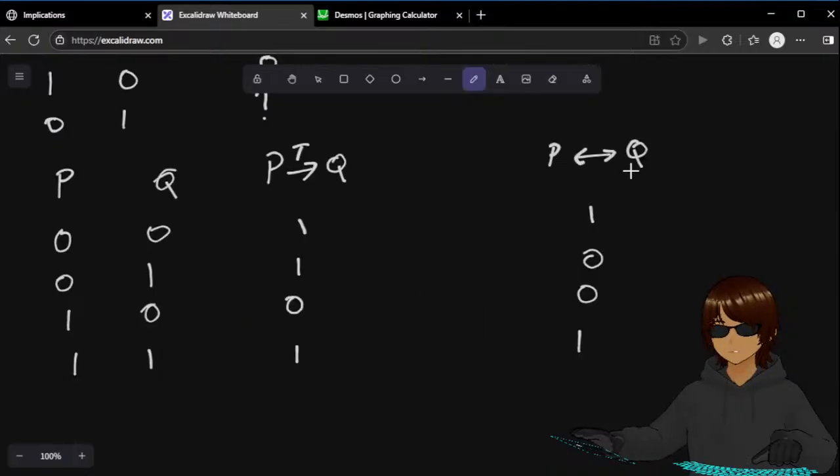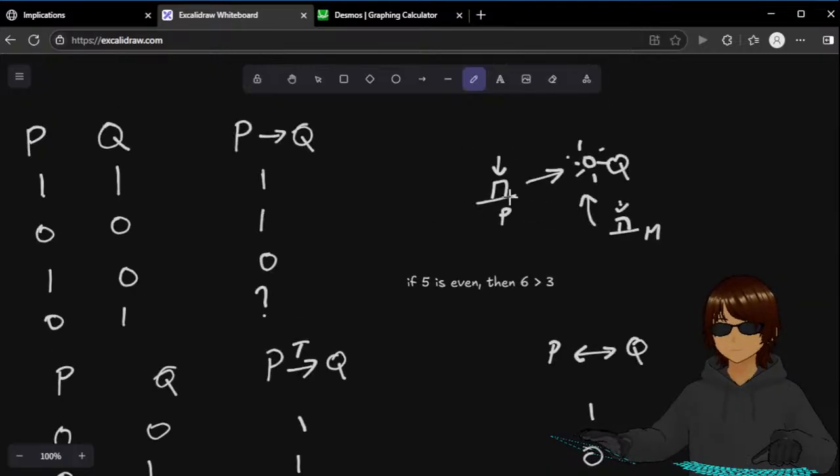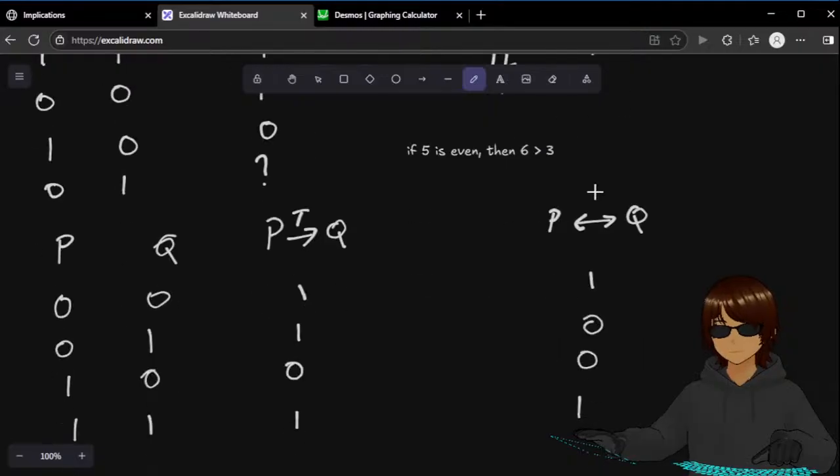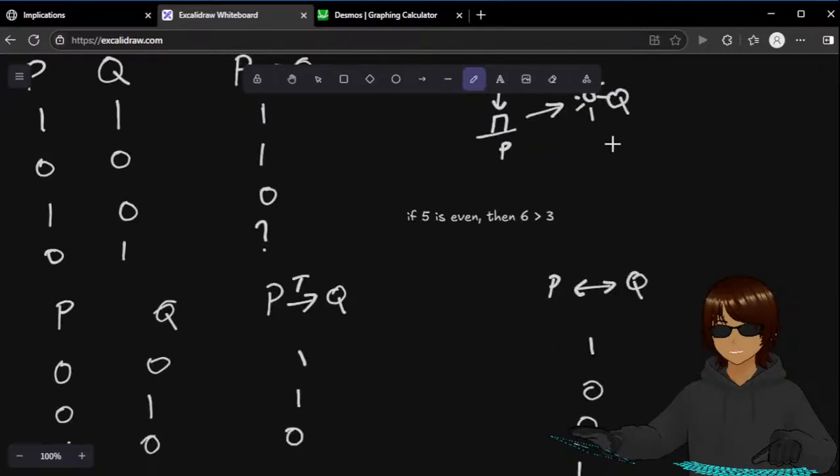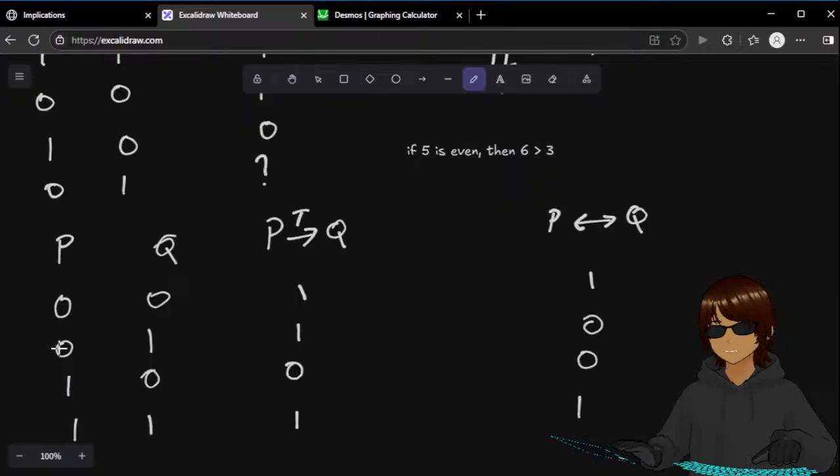So P if and only if Q means only event P makes Q happen. There's no event M. So this doesn't exist. So if P happens, then Q happens. If Q does not happen, then P does not happen. And this cannot be true that P happens, Q did not happen. And this cannot be true that P does not happen, but Q happens.